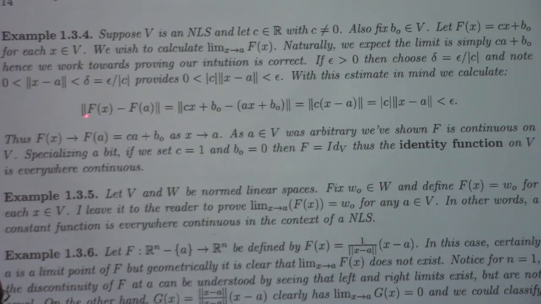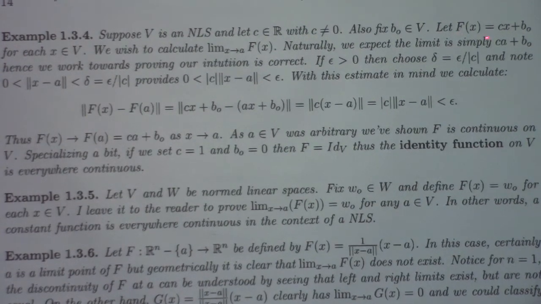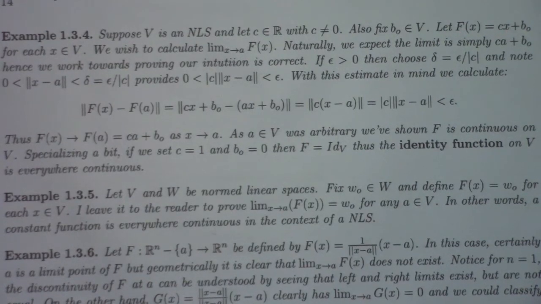I look at the difference between f of x and f of a, which is cx plus b naught minus ax plus b naught. That gives me the norm of c times x minus a, but by properties of norm, that factors out the absolute value of c times the norm of x minus a, but I chose delta to be less than epsilon over norm c, so this gives me epsilon. Bam. This is continuous. So f of x, a scalar multiple plus a constant vector, is a continuous function. Who would thunk it? Everywhere, because this works for arbitrary x naught.